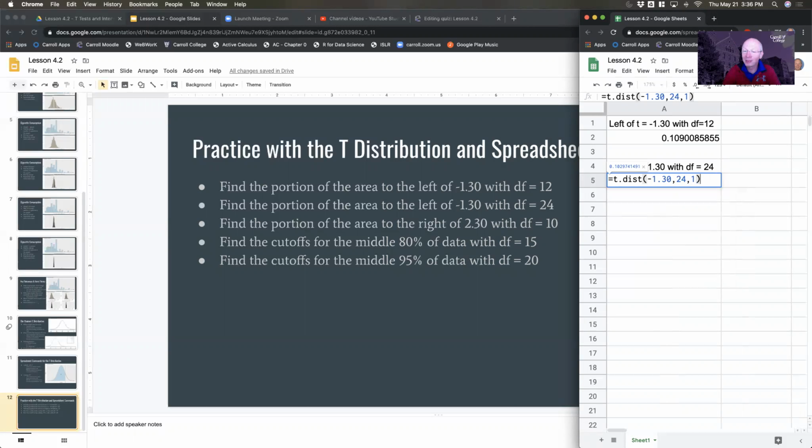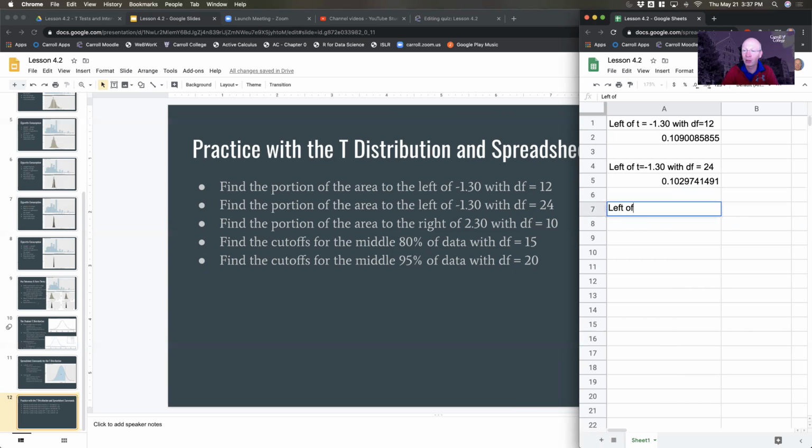Now, before I press enter here, if I've squeezed my t-distribution tighter, stop and think. Should I be getting less area over on the left, or should I be getting more? Ooh, it's actually not a whole lot less, but it is less. It's just a smidge less there. I want to do one more with this.